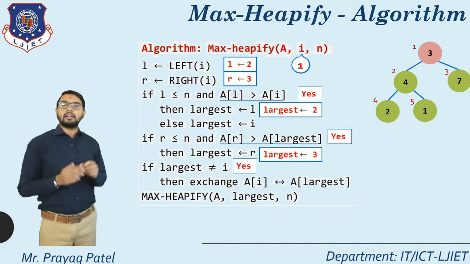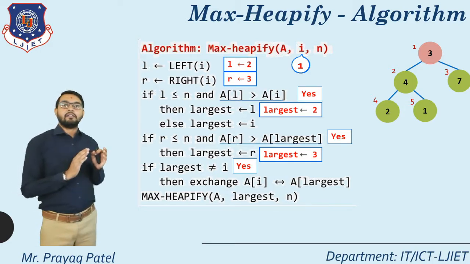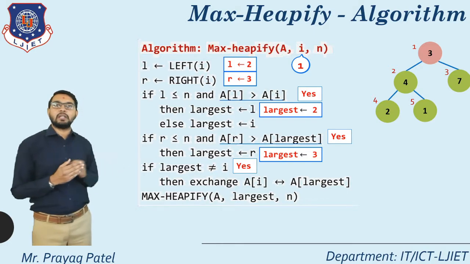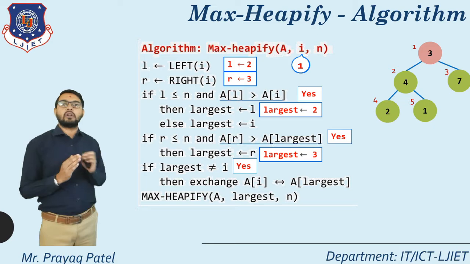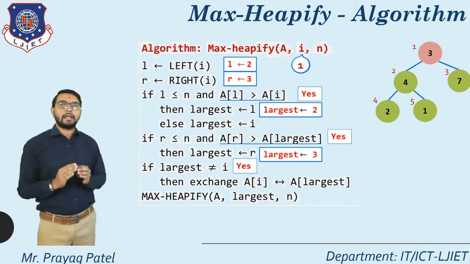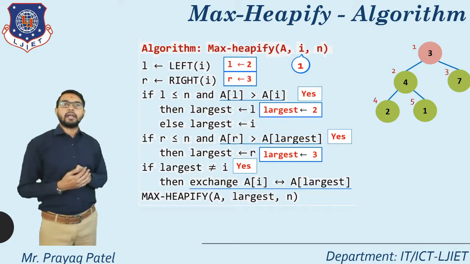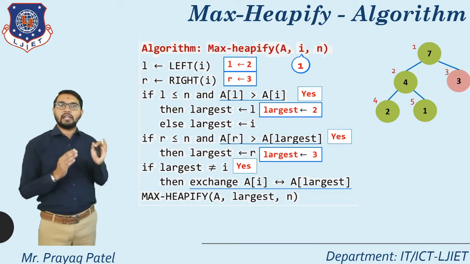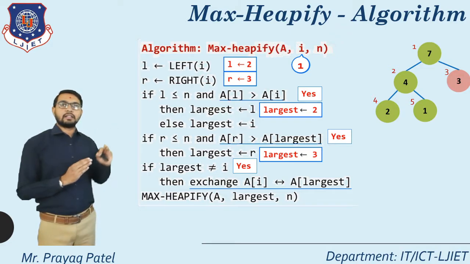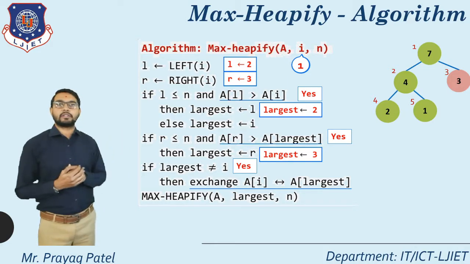After that check the condition: if largest is not equal to I, then exchange A of I with A of largest. Here largest means 3 and I means 1. Position 1 is I and the largest position is 3. So I is not equal to largest, that's why we exchange A of I with A of largest. So the exchange operation is between node number 1 and node number 3, meaning the values 3 and 7 will be exchanged. So 7 becomes the root node and 3 becomes the right child. After that, the max Heapify operation is satisfied for this node.